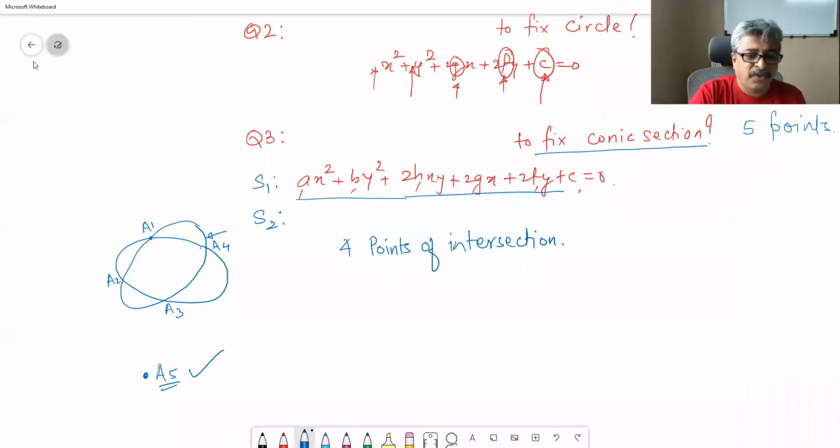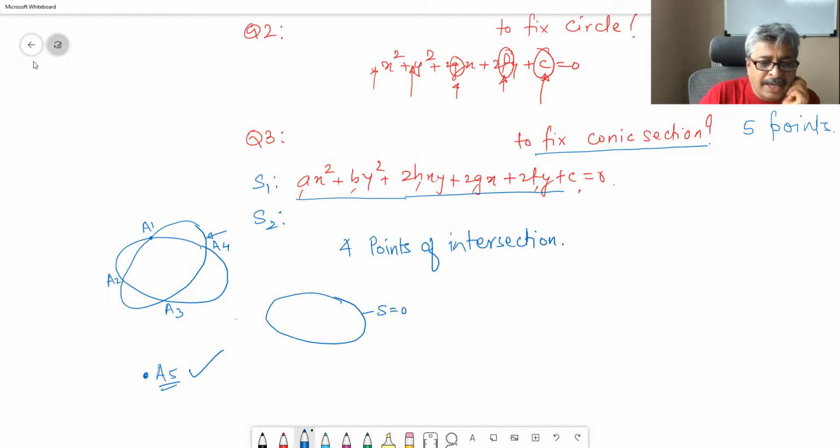Next. Therefore, we take the simplest possible cases and start developing our theory. First case, you have a conic section whose equation is S is equal to 0. I have a straight line whose equation is U is equal to 0, and I have another straight line whose equation is V is equal to 0. I want to write down the equation of all conic sections passing through the points of intersection of these two conic sections.